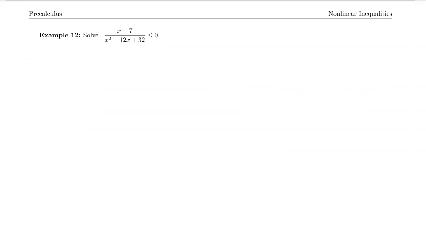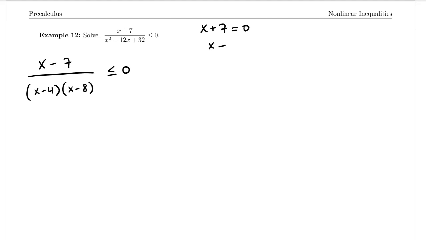Example 12 wants us to solve the inequality x plus 7 over x squared minus 12x plus 32 is less than or equal to 0. Let's go ahead and factor our denominator. This is going to factor into x minus 4 times x minus 8, and we want to know when this is less than or equal to 0. Let's go ahead and solve for our critical values. I'm going to set my numerator equal to 0. If we do that, we get x equals -7.